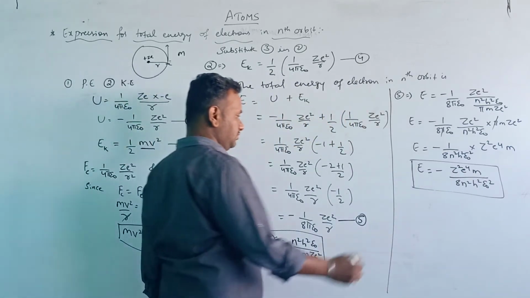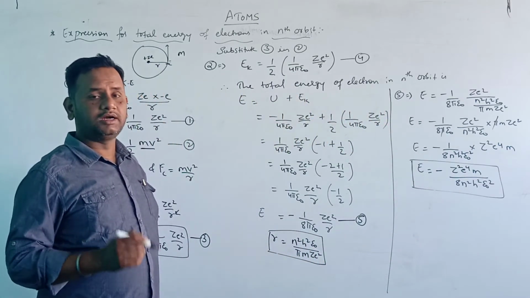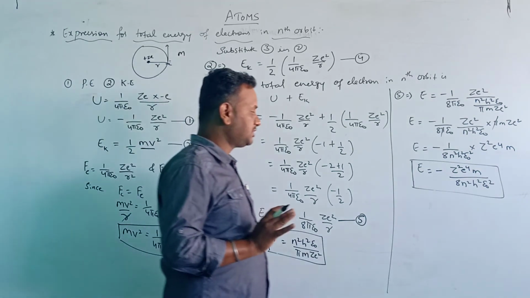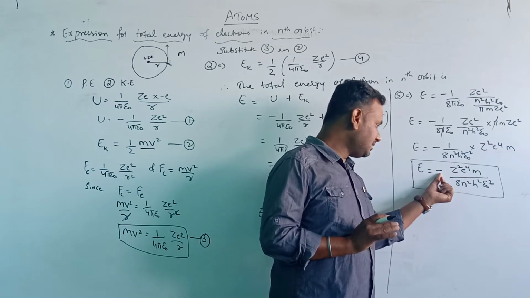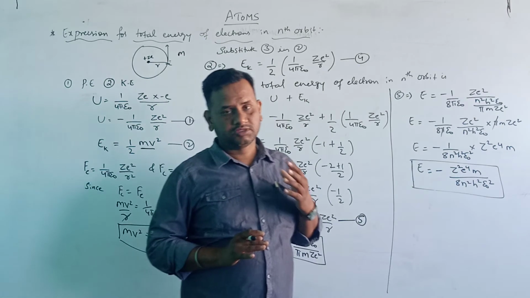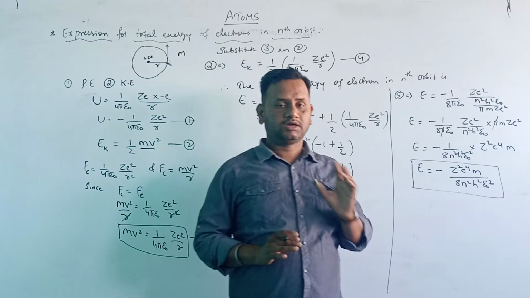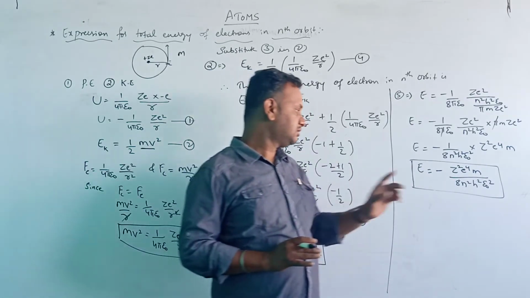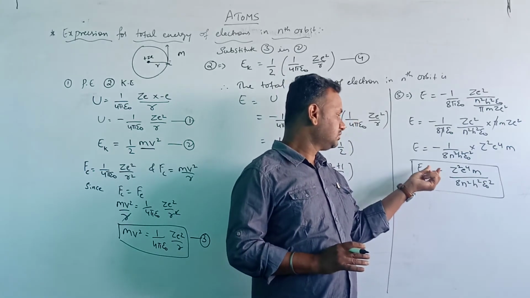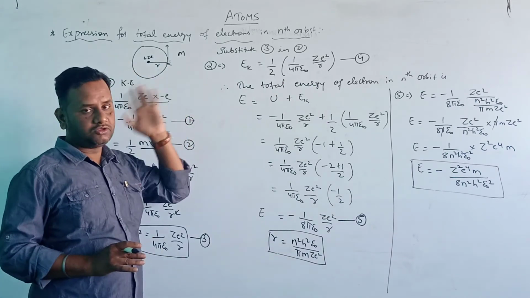So here this negative sign indicates that the electron is bonded with the nucleus. Once again I am saying here, the negative sign indicates that the electron is bonded to the nucleus. So in short, you should remember that the electron is bonded with the nucleus. That is what this negative sign indicates. So this is the expression for the total energy of the electrons in the nth orbit.